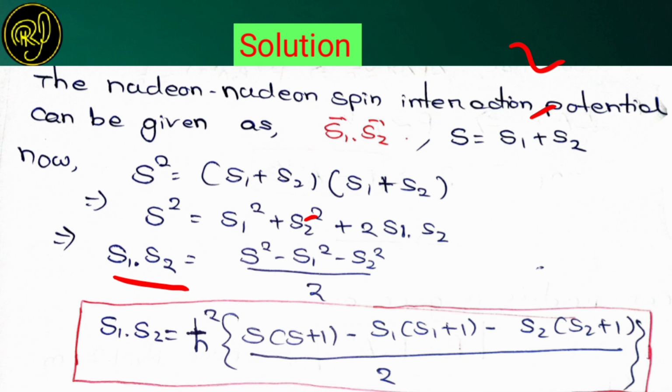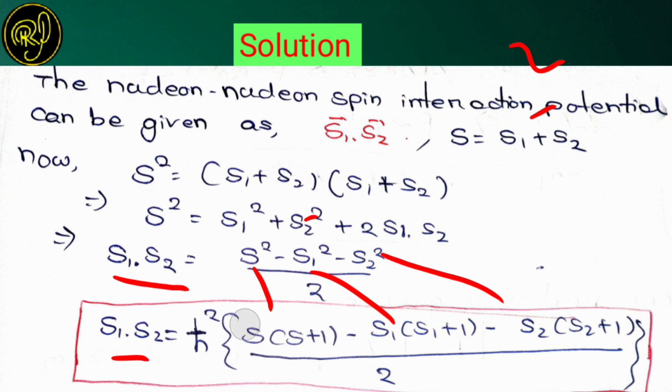So S1 dot S2 is equal to (S squared minus S1 squared minus S2 squared) by 2. Writing it out, taking h cross squared common: S squared can be written as S(S+1) multiplied with h cross squared, S1 squared as S1(S1+1) h cross squared, and S2 squared as S2(S2+1), with h cross squared taken outside from all the terms, and divided by 2.